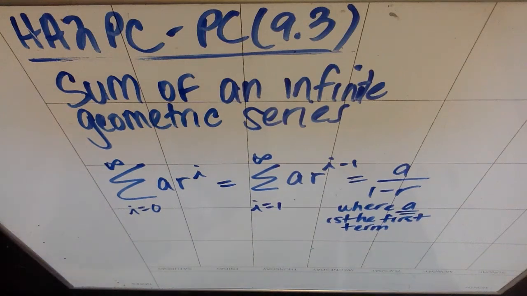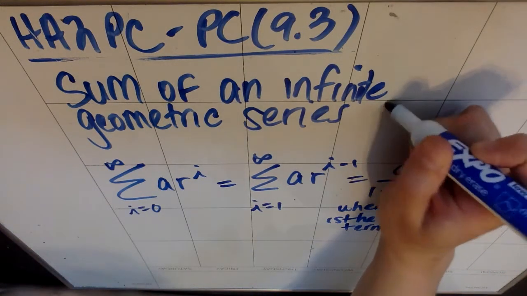This is Honors Algebra 2 Pre-Calculus. We're doing section 9.3 in Pre-Calc, which is, at this point, we're talking about the sum of an infinite geometric series, which is going to end up mattering a lot when we get to BC Calc the year after AB Calc. If you look in your book, you're going to see this on page 638.